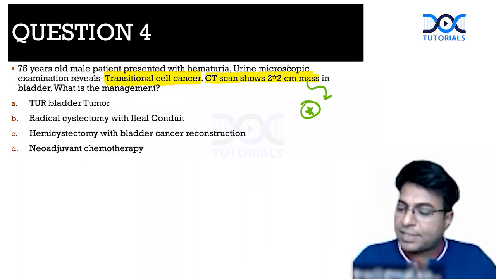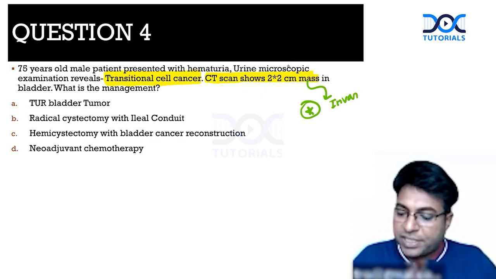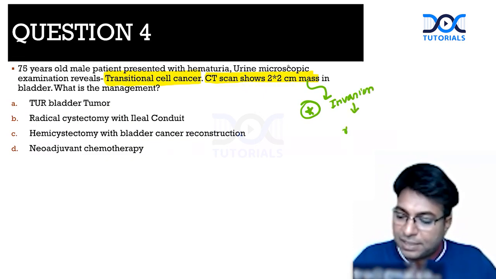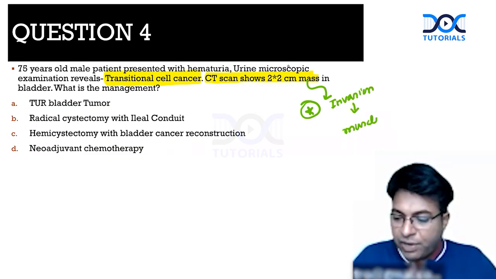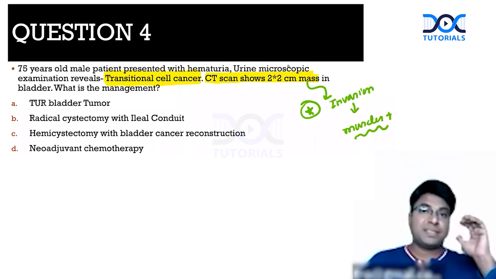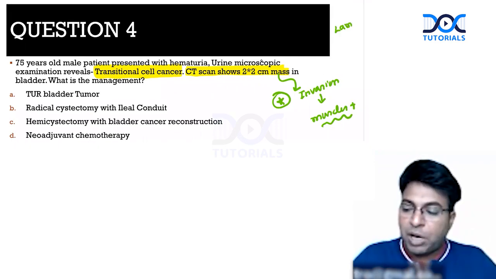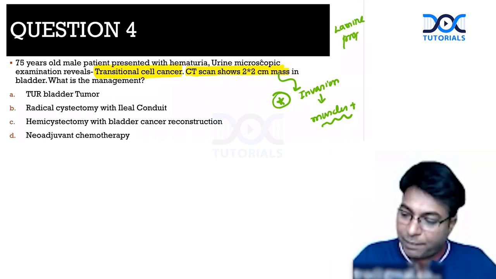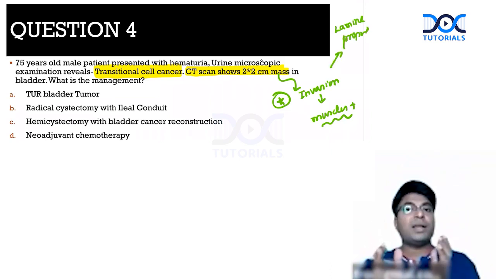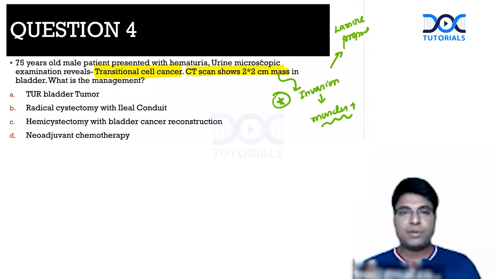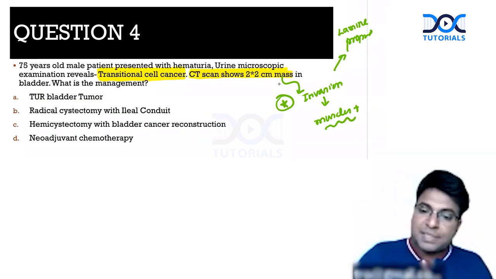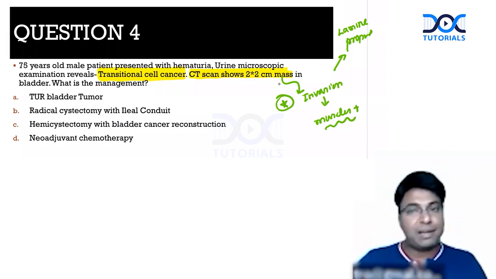But the point here is there is no mention about the invasion, whether it is invasion into the muscles or not. Because if it is infiltrating the muscle, the entire management is different. If it is not infiltrating the muscle, it is only involving lamina propria, the management is different. So I will divide the tumor into two: muscle invasive tumor and non-muscle invasive tumor.